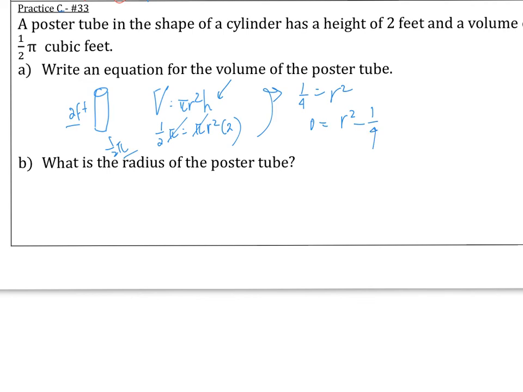And part B states, what is the radius of the poster tube? So we can solve for r by using the difference of squares, because I could take the square root of 1/4 to get 1/2. And r can equal negative half or positive half, but we can't have a negative length, so we ignore the negative. So your radius will be half a foot.